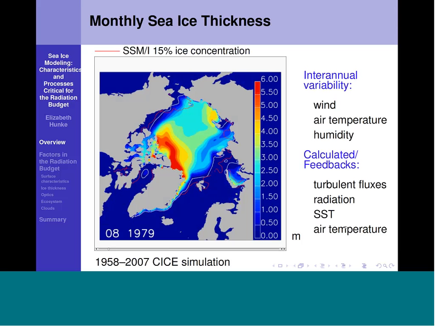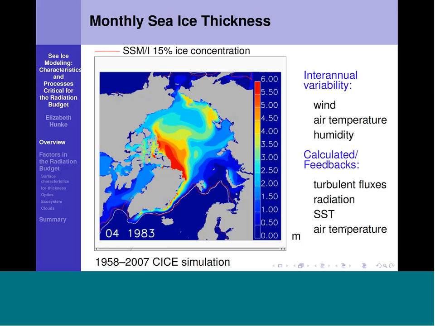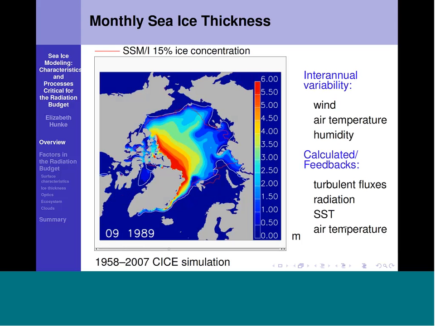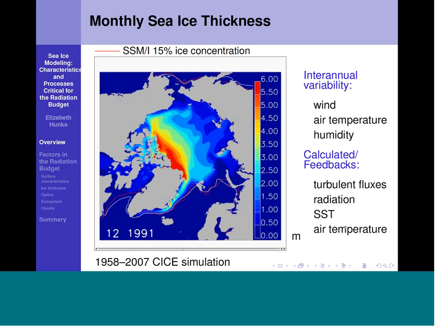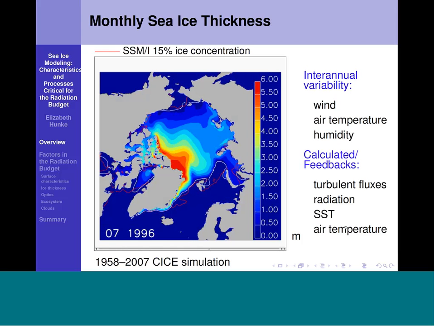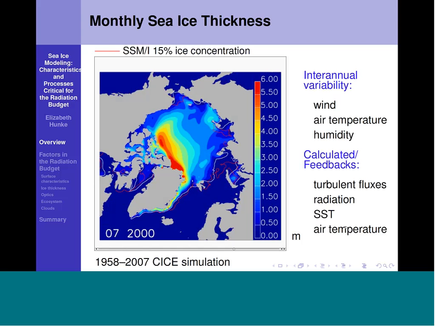Okay, so this is an example of a simulation using the sea ice model in standalone mode, that is, not coupled to models for the other climate components like the atmosphere. This shows the ice thickness in color. The red line around the edge is the observed 15% ice concentration contour, and the white line is the 15% ice concentration from the model.